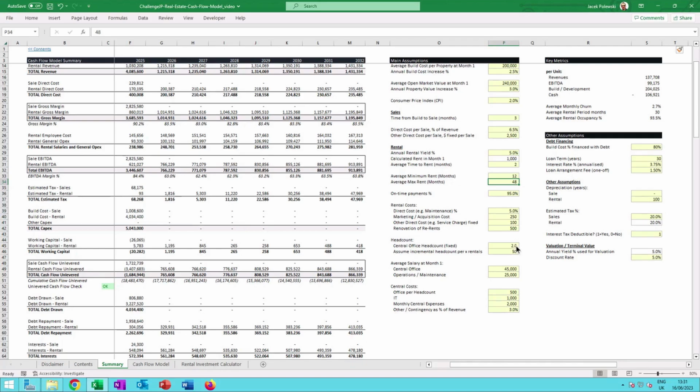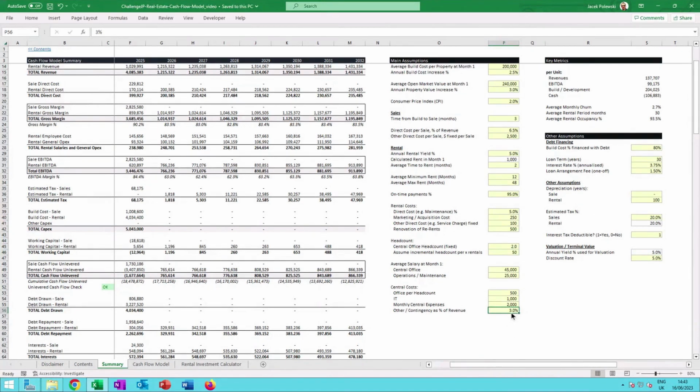And then there are some assumptions around the salary calculations, so staff cost, so the number of employees that you need to hire in order to manage your office. And then also there are some assumptions around the headcount that you need to assume in order to manage the properties. And then there are some salary assumptions, and then the central cost office calculations.